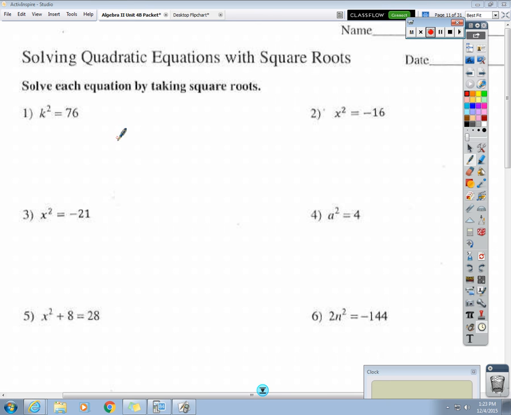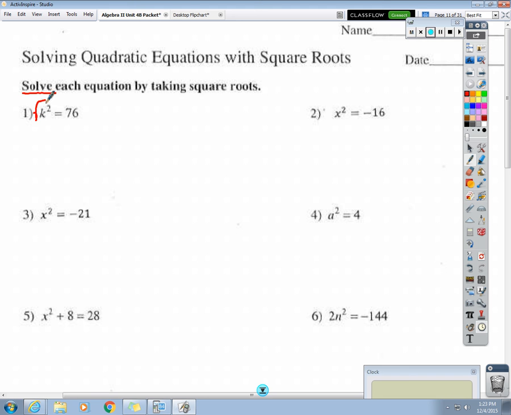Here we go. Solving quadratic equations with square roots. Solve each equation by taking square roots. Whenever they say solve and you're dealing with a variable, what are you trying to do? Get the variable by itself, okay? Right now the k is not by itself because it's being squared. So how can we undo this squared?